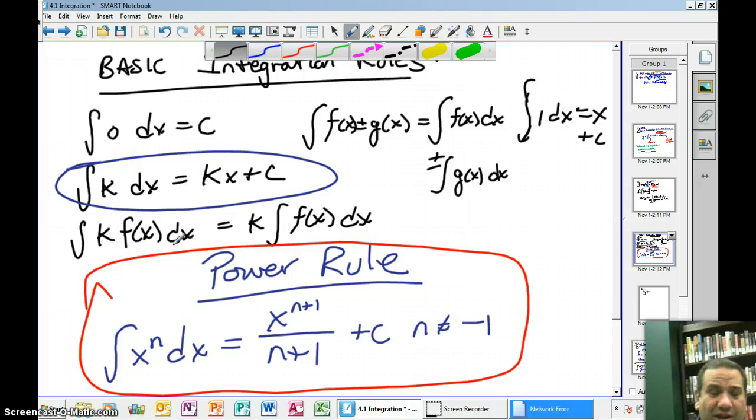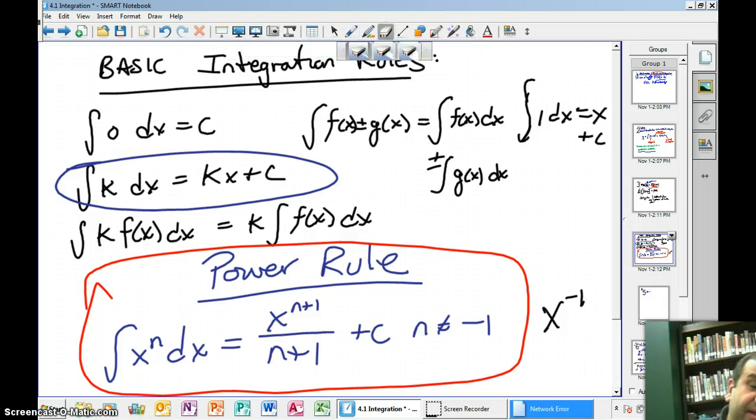And here is your reverse power rule. If you remember the original power rule, it was subtract 1 from the exponent and multiply by it, but now we're going to add 1 to the exponent and divide by n plus 1. And n can't equal negative 1. That's a totally different integral, with the natural log. We won't be doing any like that right now.